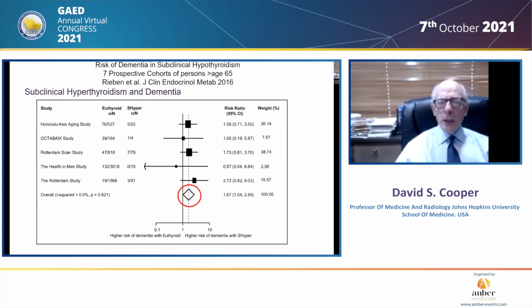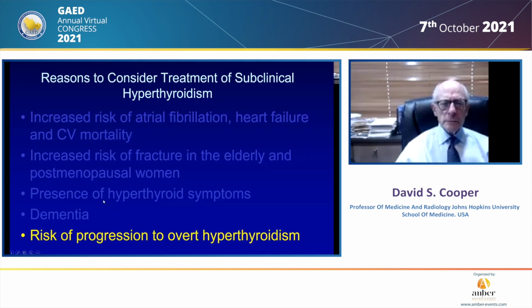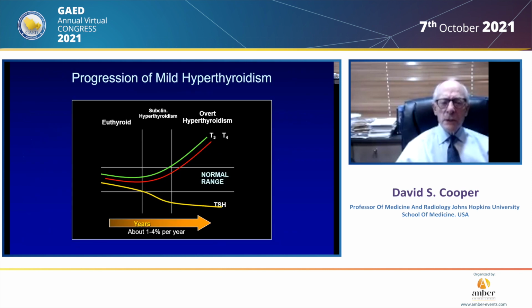And then we talked about dementia and subclinical hypothyroidism. There's also some evidence that dementia may be related to subclinical hyperthyroidism. This is a meta-analysis of 5 studies showing that. And then finally, let's talk about the risk of progression to overt hyperthyroidism. This is a similar diagram to what I showed you before for subclinical hypothyroidism.